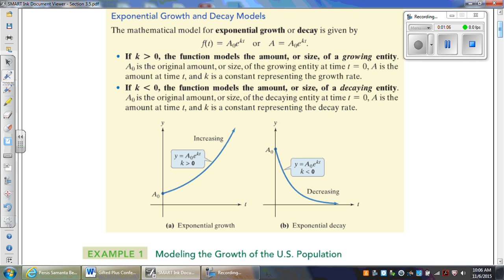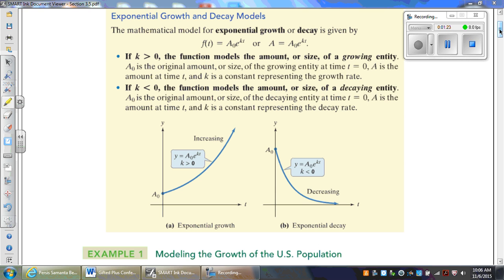So the homework is going to be available today. If you want to get a head start and start working on it on the weekend, please feel free to do so. But try not to look at the examples too much, because that's not going to be good for your test. So we're going to start with the exponential growth and decay models.